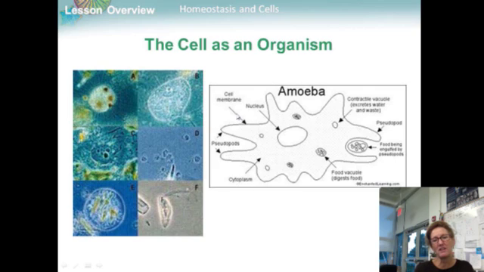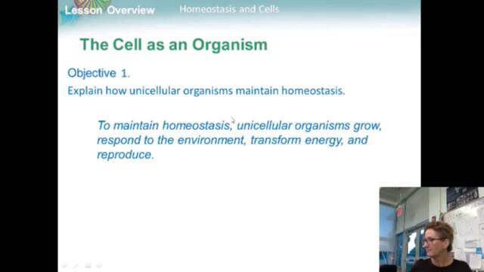Whether it's a prokaryote or a eukaryote, homeostasis is an issue for each unicellular organism. Every unicellular organism needs to find sources of energy or food, to keep concentrations of water and minerals within certain levels, and to be able to respond quickly to changes that might occur in its environment. So objective 1 is explain how unicellular organisms maintain homeostasis. They grow, respond to their environment, transform energy, and they reproduce.